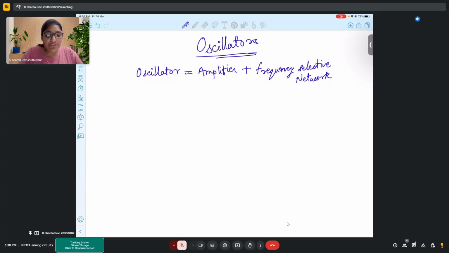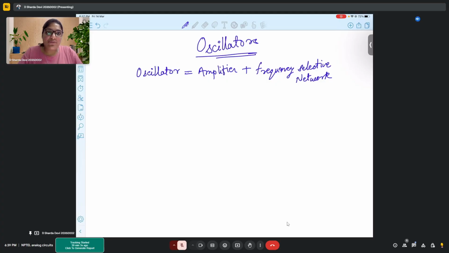So through the frequency selective network, what the oscillator does is, first of all, it starts amplifying the noise to attain a certain magnitude, and then from the noise, a particular frequency is picked. That particular frequency is picked through the frequency selective network, where it resonates with the frequency selective network. So the frequency of the signal is equal to the resonance frequency of the frequency selective network. Now that particular frequency is picked up, and that frequency starts amplifying, and all other frequencies slowly die down.